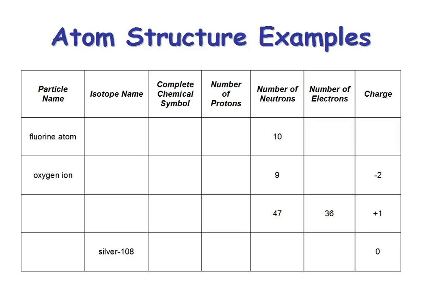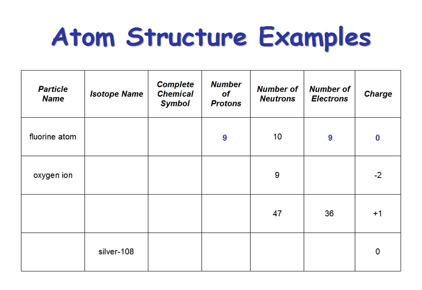So we're going to look for fluorine on our periodic table, and I think if you go find fluorine, you're going to find out it has 9 protons. Because I told you it's an atom, that tells you it has 9 electrons. And the difference between protons and electrons gives me my charge of 0.